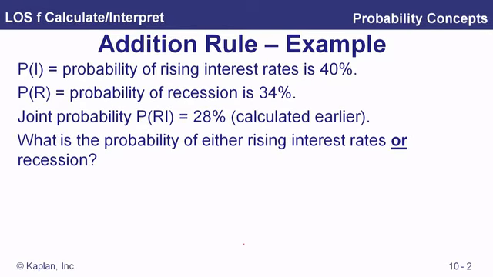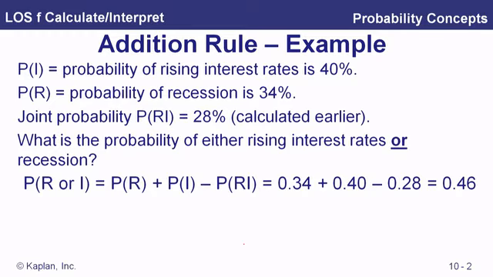And for our addition rule, we've got the probability of an interest rate increase of 40%, and we have the probability of a recession is 34%. So those are both unconditional probabilities. And the joint probability we already calculated, our 40% times 70%. We said 28% of the time we'll have both an interest rate increase and a recession. So if we want the probability of either an increase in rates or a recession, we add those unconditional probabilities together and subtract off that joint probability. So we end up with a 46% probability that we'll have either a recession or an interest rate increase.